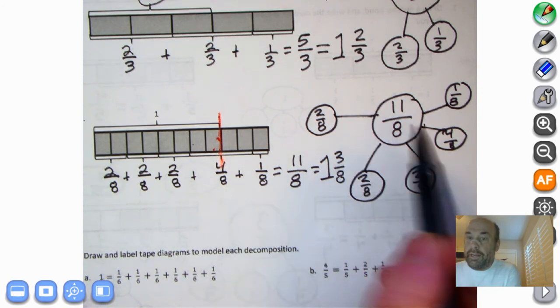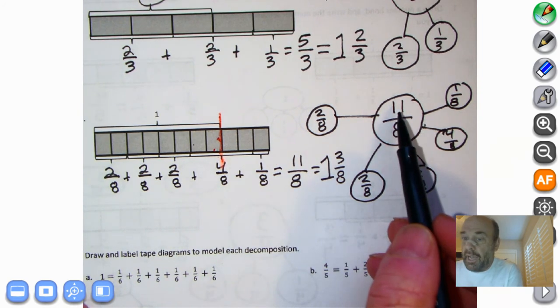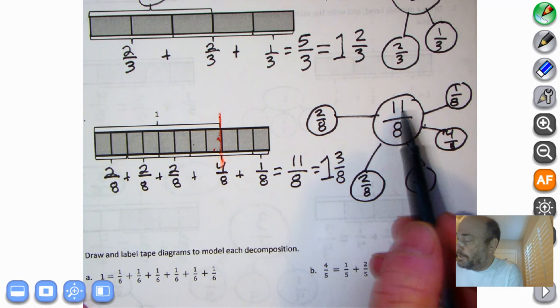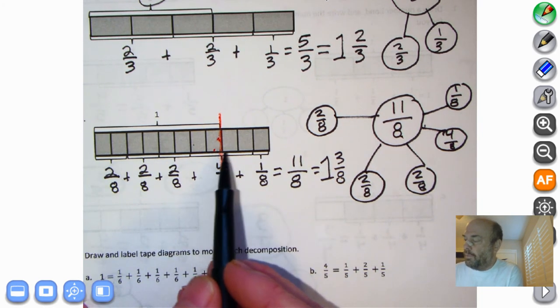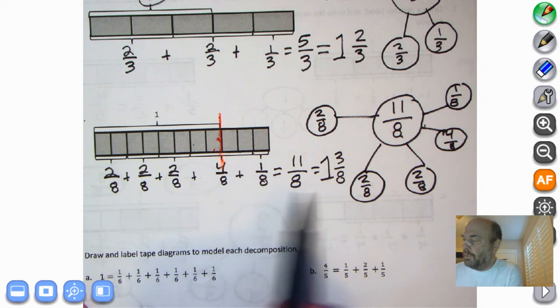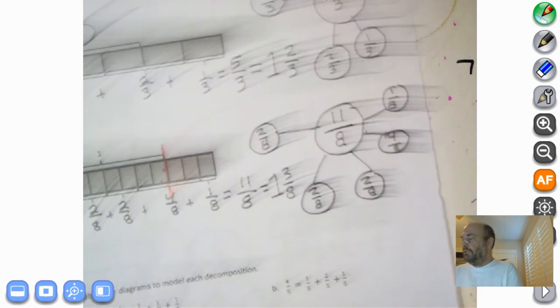Now we know it's greater than 1 because the numerator is greater than the denominator. In this case, we can clearly see that it's 1 and 1/8, 2/8, 3/8. So this would equal 1 and 3/8. Let's move right along.